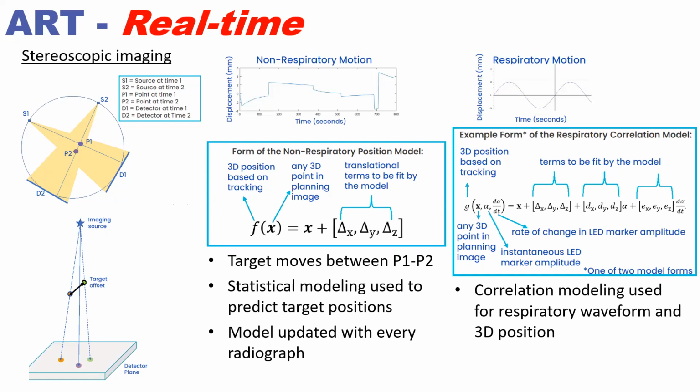And so what you have is statistical modeling, which is predicting where it's going to find the next movement of the fiducial in this case, if you're using non-respiratory motion. And then the model is updated with every radiograph. Otherwise, for respiratory motion, whether it's with fiducials or without fiducials, what you're really doing is correlating the model of the respiratory waveform to a 3D position, which is then verified.